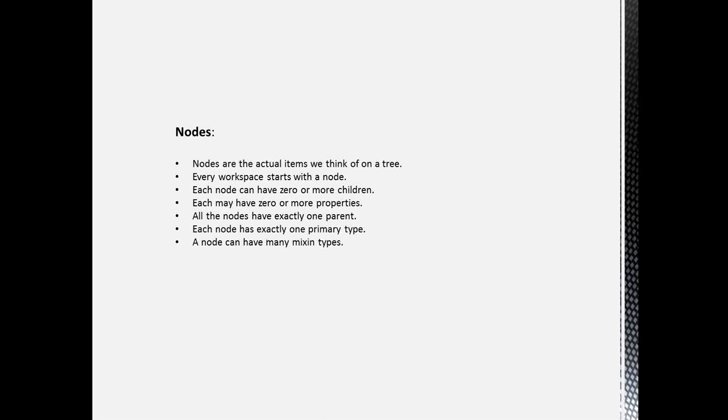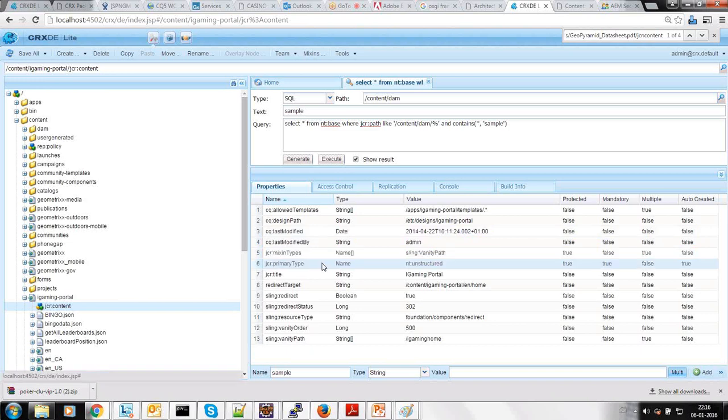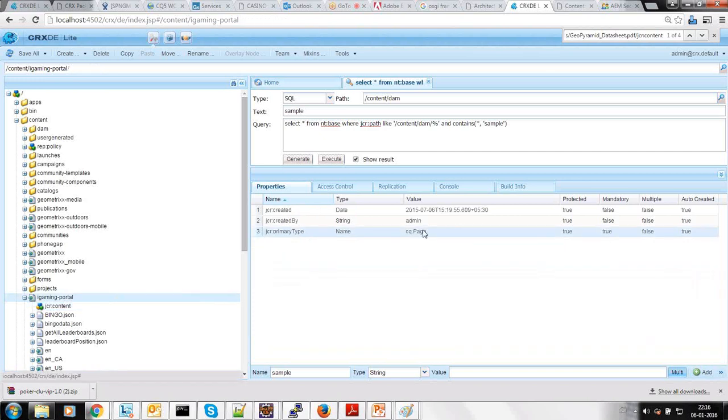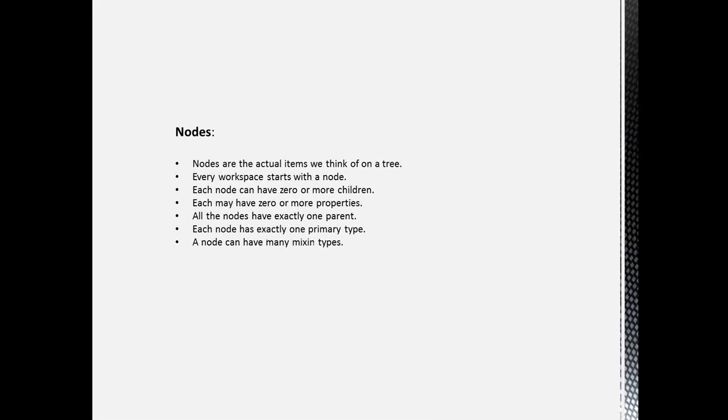Each node will have exactly one primary type. It represents the type of the node. jcr:primaryType is nt:unstructured. Here, jcr:primaryType is cq:Page. But each node will have only one primary type, jcr:primaryType. A node can have many mixin types. What is a mixin? It provides additional information to the node.